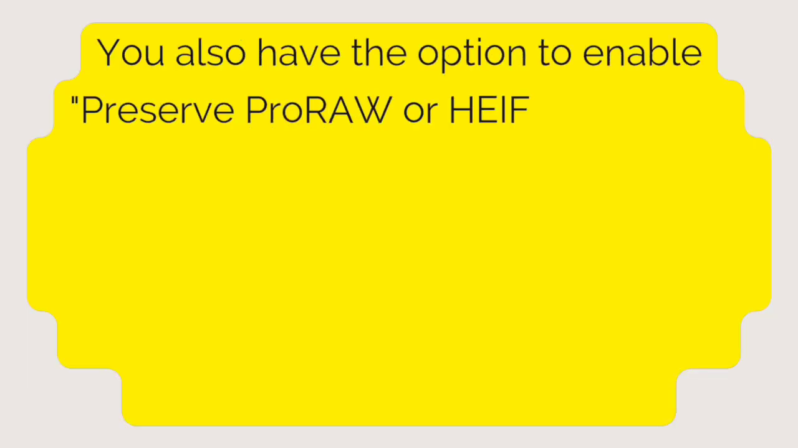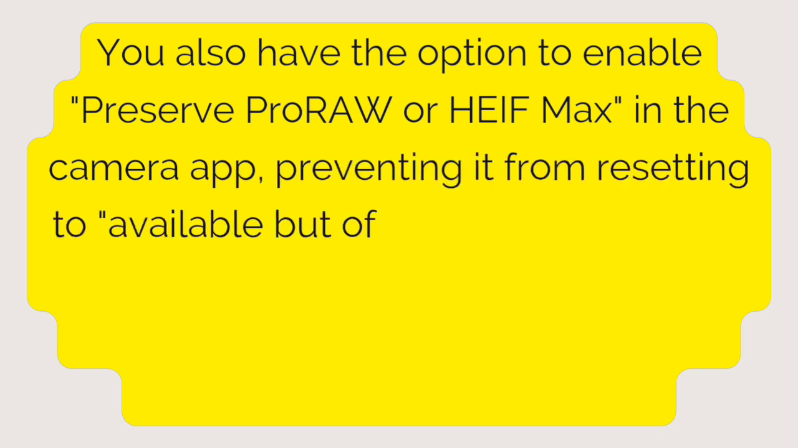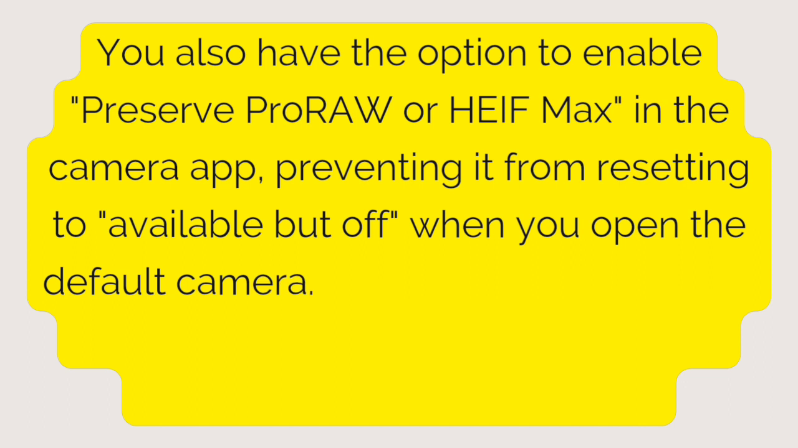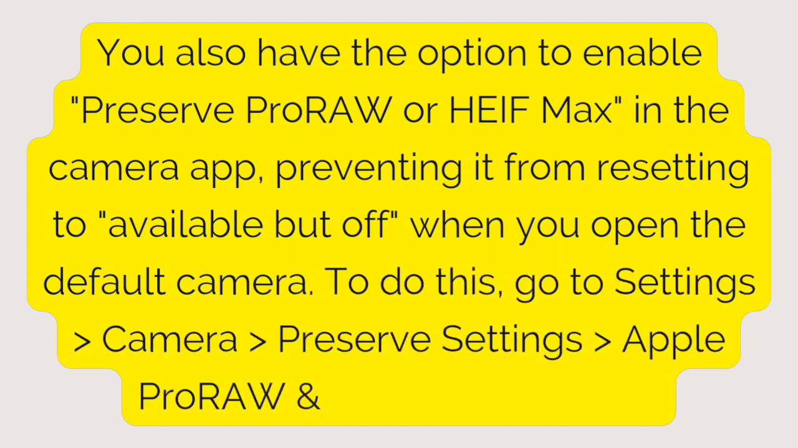You also have the option to enable Preserve Pro RAW or HIF Max in the camera app, preventing it from resetting to Available but Off when you open the default camera. To do this, go to Settings and Camera and Preserve Settings and Apple Pro RAW and Resolution Control.